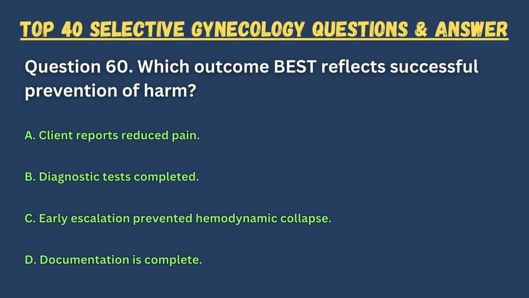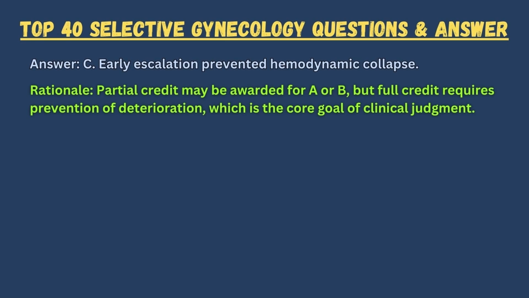Question 60. Which outcome best reflects successful prevention of harm? A. Client reports reduced pain. B. Diagnostic tests completed. C. Early escalation prevented hemodynamic collapse. D. Documentation is complete. Answer: C. Early escalation prevented hemodynamic collapse. Rationale: partial credit may be awarded for A or B, but full credit requires prevention of deterioration, which is the core goal of clinical judgment.